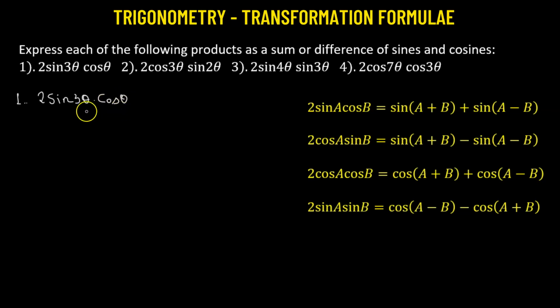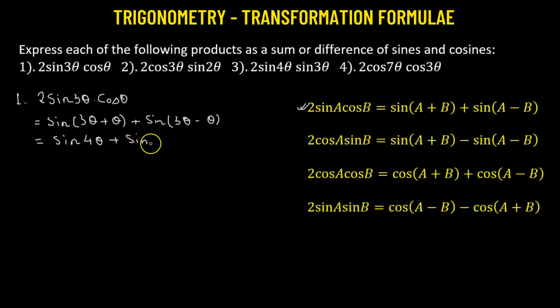Now if we suppose that 3 theta is a and theta is b, this is going to be the sum of two sine functions. So sine of a plus b plus sine of a minus b. So we get sine of a, where a is 3 theta, plus b, where b is theta, plus sine of 3 theta minus theta. So we get sine 4 theta plus sine 2 theta. That is the product 2 sine 3 theta cos theta expressed in terms of the sum of two sines.